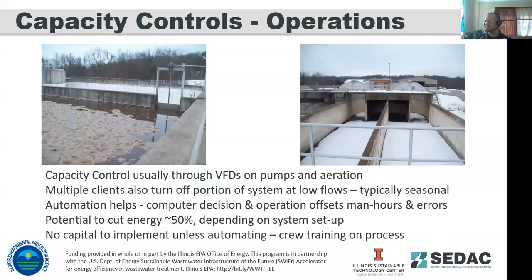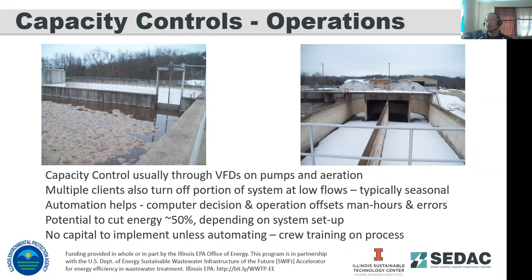One final note on capacity controls. We were hoping to have the City of Galena's operator or city manager talk a little bit about how they developed this process. But they've got two oxidation ditch processes, and they turn on one oxidation ditch when their flows exceed the capacity of a single operating ditch. So what they've got here are 40 horsepower motors driving a surface turbine aeration system. Those rotors are on VFDs.